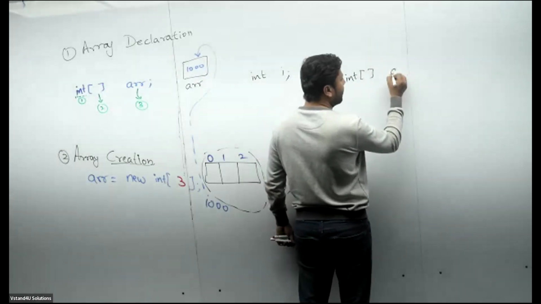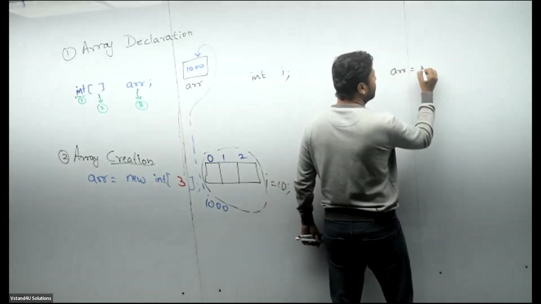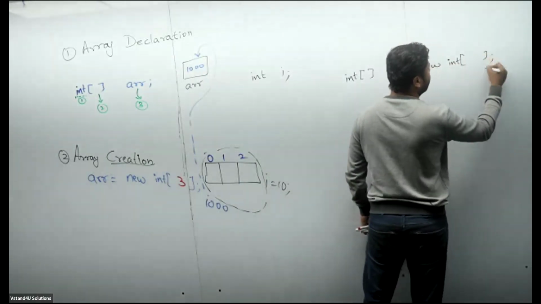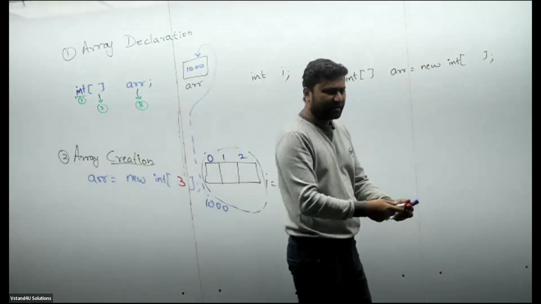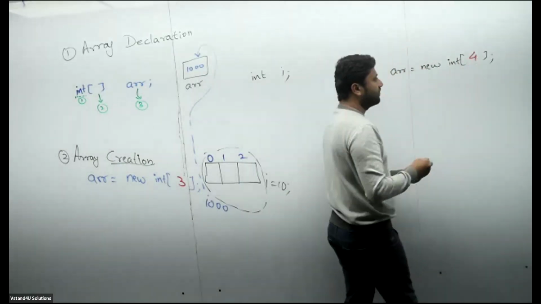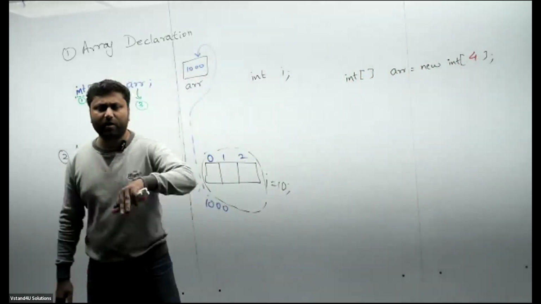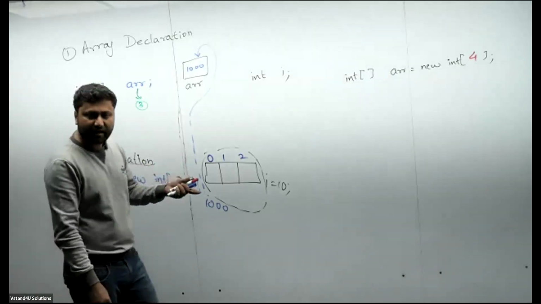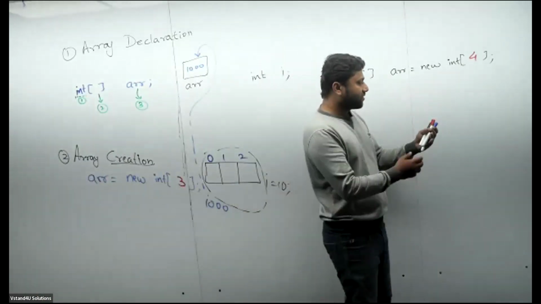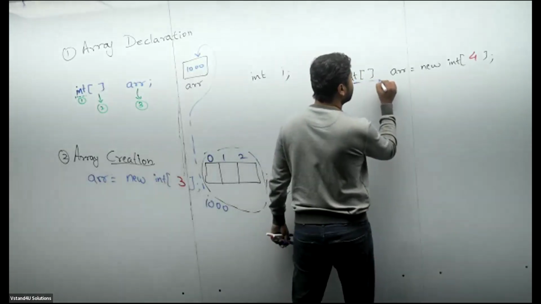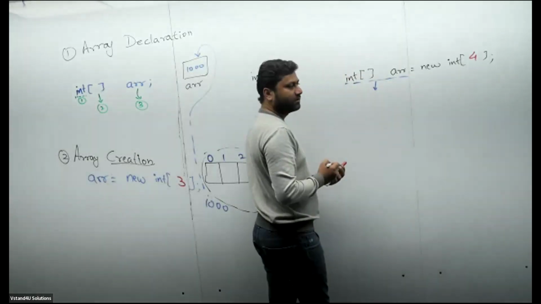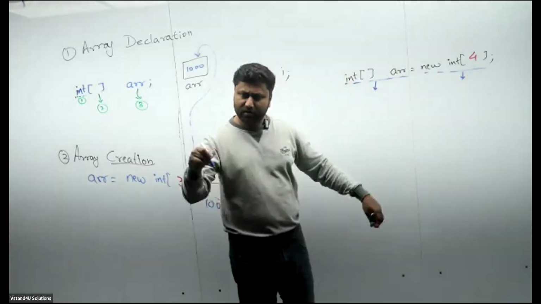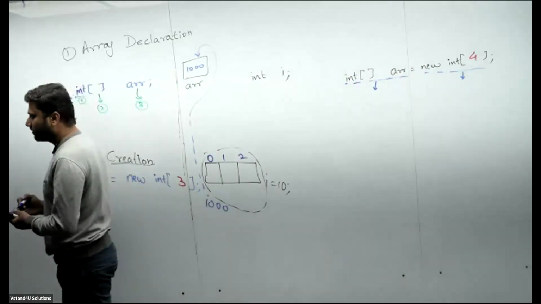int dimension ARR is equal to new int, with whichever size you want to take. There is no issue, say 4 this time. Now I want to store 4 integer data in one array. Is this clear? So this much portion is nothing but called what, and this much portion is nothing but called what? I am not going to write, you will write. Fast.